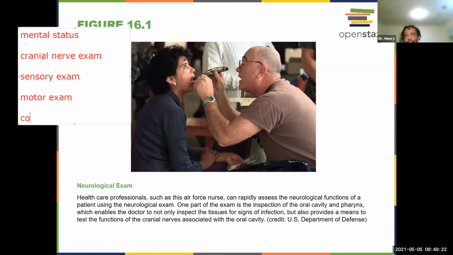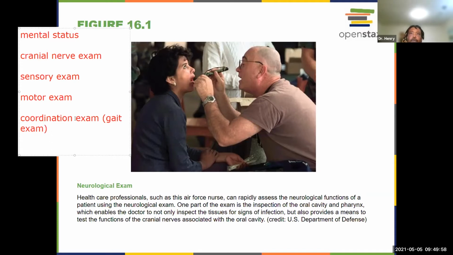Okay, we have the coordination exam. And there is another one called the gait exam. That's typically associated with that coordination. The gait is typically dealing with walking. So I'm going to add that one, and that's sometimes considered the 6th exam.